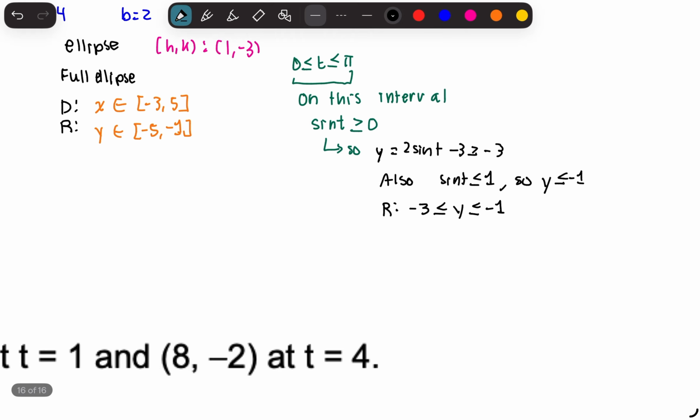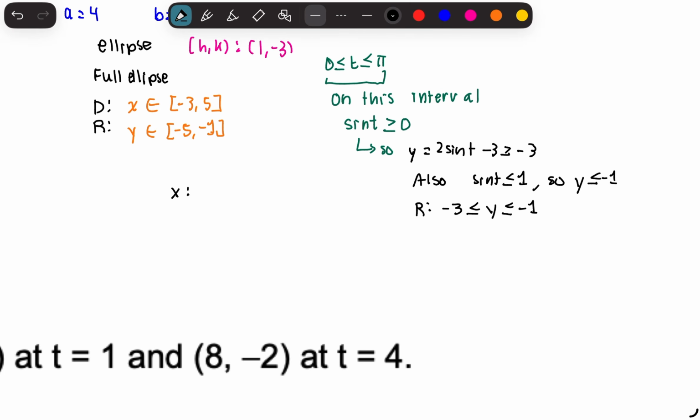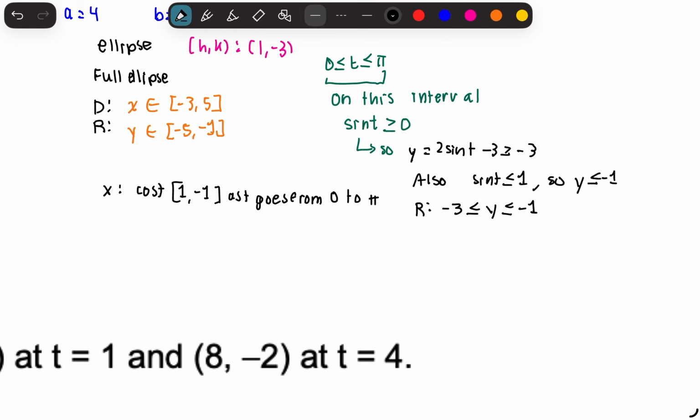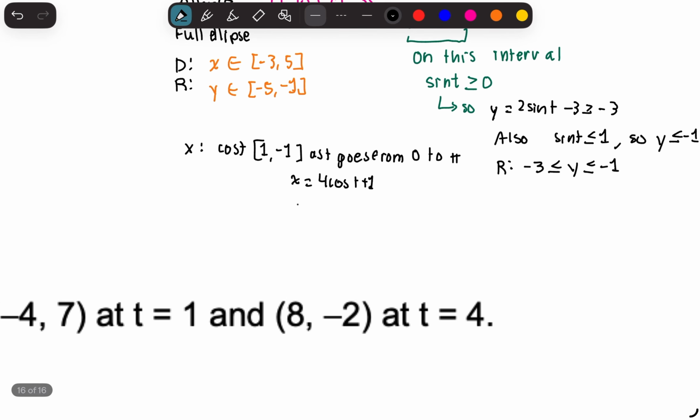And for x, cosine t goes from 1 to -1 as t goes from 0 to pi. So x is equal to 4 cosine t plus 1 is going to be from -3 less than or equal to x less than or equal to 5. Now we need our starting and our ending points.